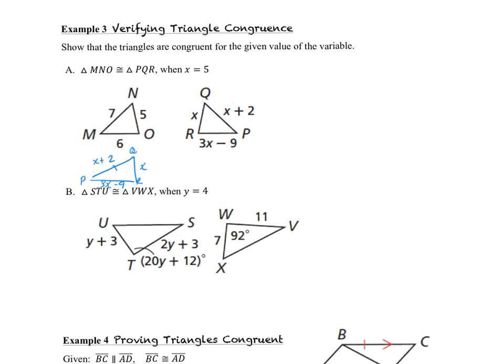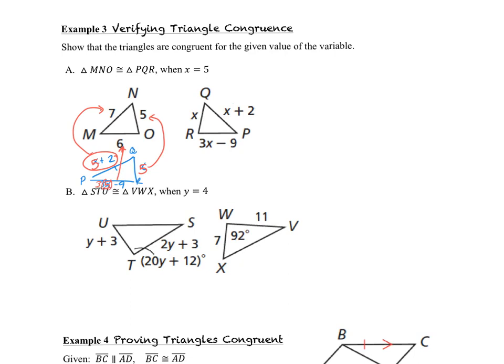Some people don't have to redraw that. They can see it automatically. But we're saying that when x is 5, we're trying to prove these triangles are congruent. So if I replace x with a 5, are the triangles congruent? 5 plus 2, we get 7. The 5 matches the 5. And 3 times 5 is 15 minus 9, which is 6. And that's what we needed to match right here. So yes, these are congruent. And I can just show that by plugging in the x.